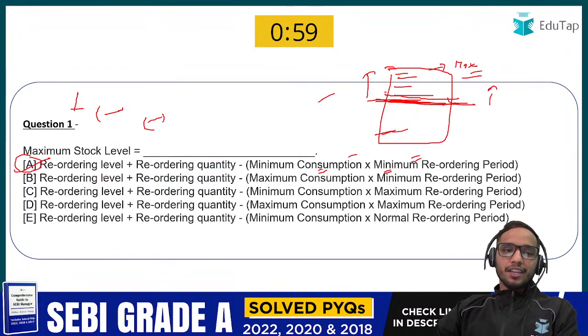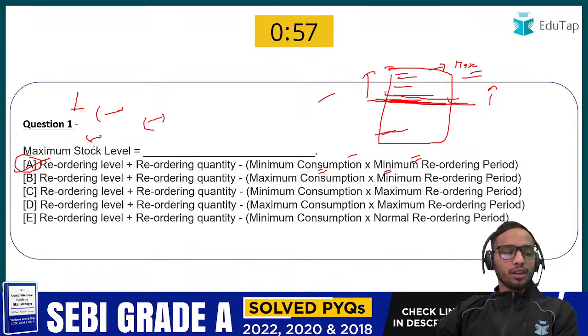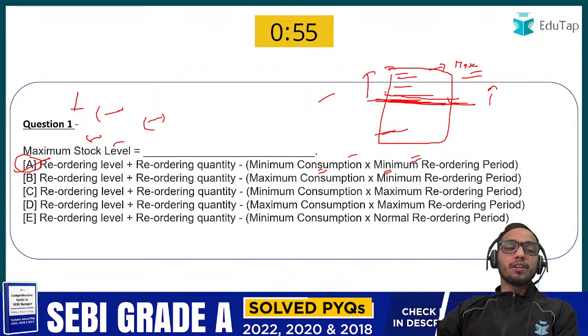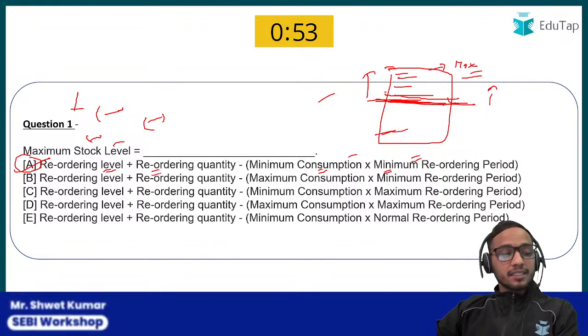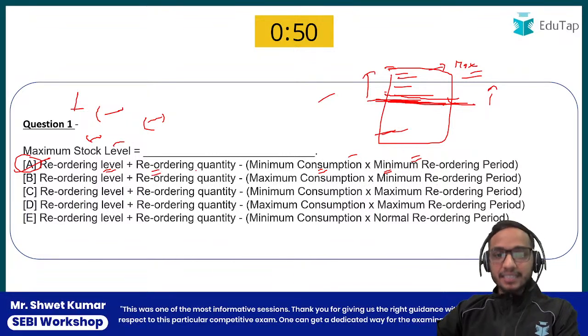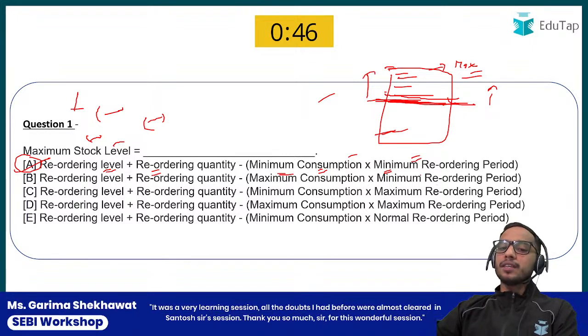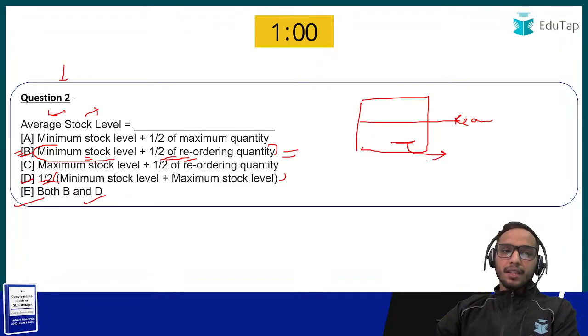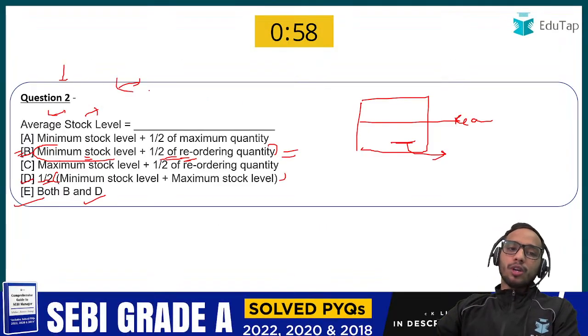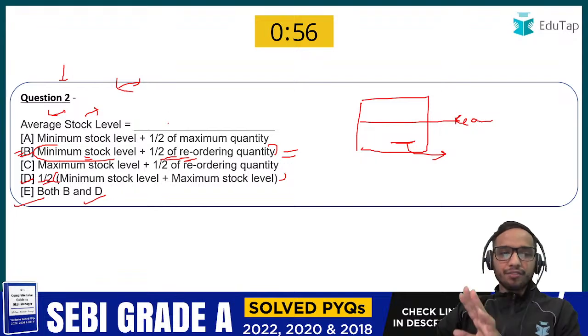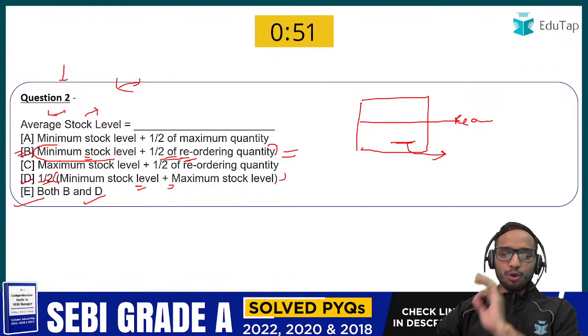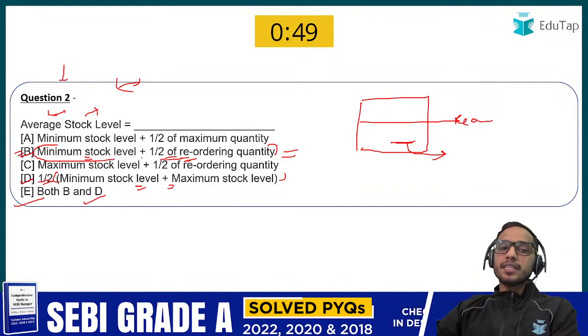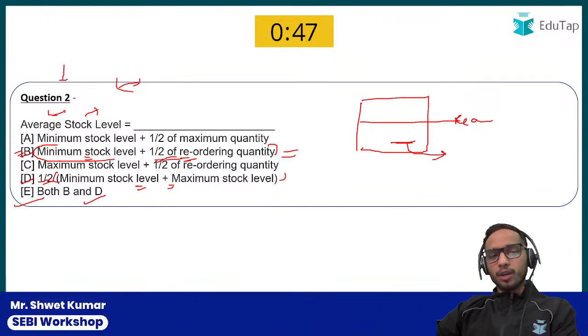First of all, now you understand the meaning of maximum stock level, so now you can do this. Maximum stock level is what? Reordering level plus reordering quantity minus, let's revise it with me, minimum consumption multiplied by minimum reordering period. Question number 2 says average stock level. One formula you obviously know: half of maximum stock level plus minimum stock level. And the second formula is minimum stock level plus half of reordering quantity.